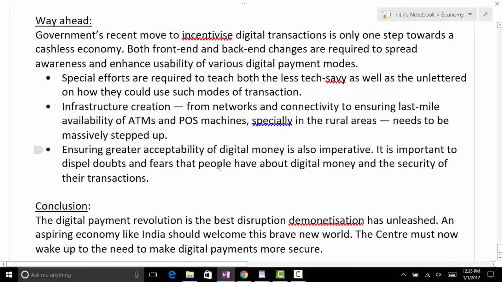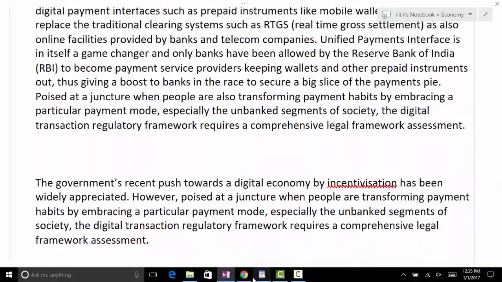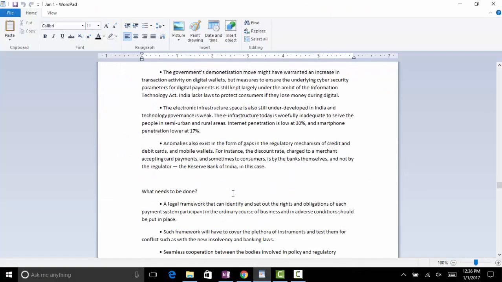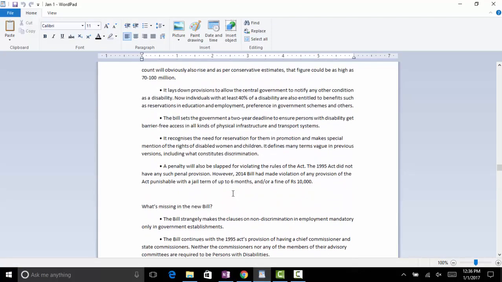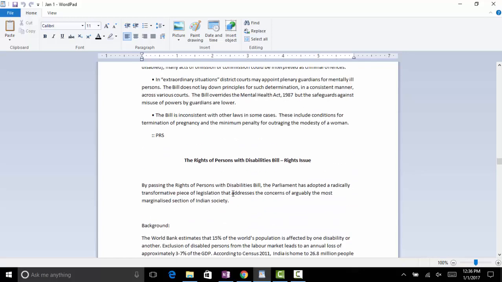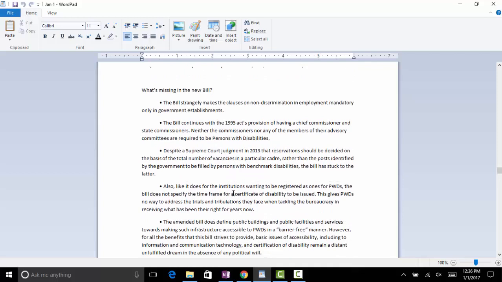Coming to the next article. So what is the Supreme Court judgment resolution? Despite the Supreme Court judgment in 2013 that reservation should be decided on the basis of the total number of vacancies in a particular cadre, rather than the posts identified by the government to be filled by a person with benchmark disabilities, the bill has stuck to the latter.